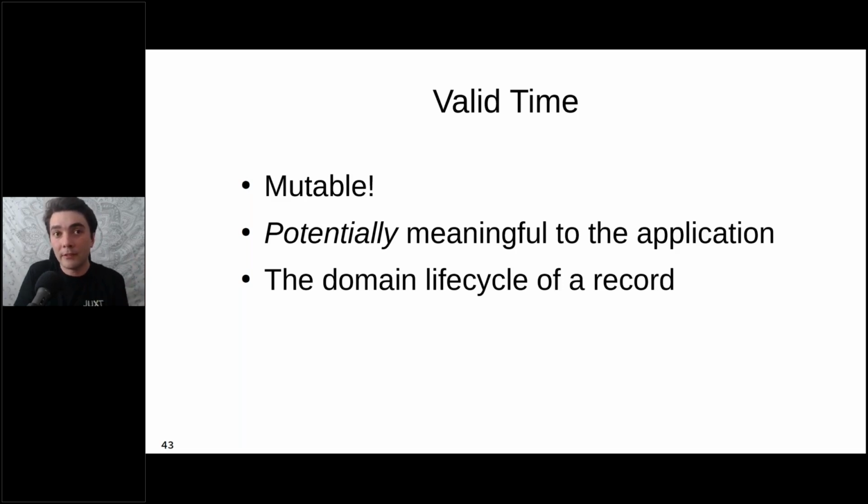And really, you can think of it as a domain lifecycle of a record. Anyone who's worked with state machines knows there are always changes to the state machine, and you really need to model a linear sequence of arbitrary states, and that's what valid time is. It's temporal versioning, using timestamps. So you can use that however you want to model domain lifecycles.